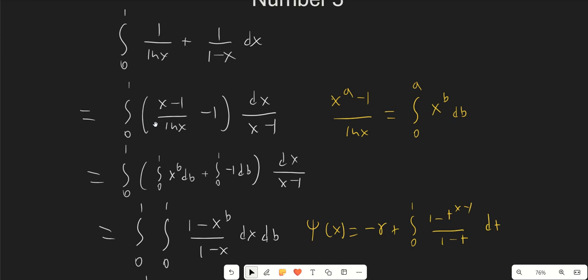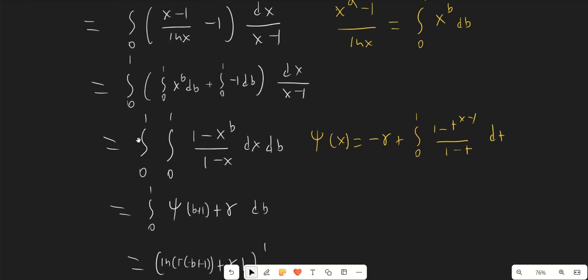So we go ahead and plug this in, and we get the integral from 0 to 1 of this little expression right here. I also wrote negative 1 as the integral from 0 to 1 of negative 1 db. And this allows us to combine all of this into one integral, the integral from 0 to 1 of x to the b minus 1 db. So we end up with this double integral from 0 to 1 and 0 to 1 of 1 minus x to the b over 1 minus x dx db. Notice I changed the order of integration here.